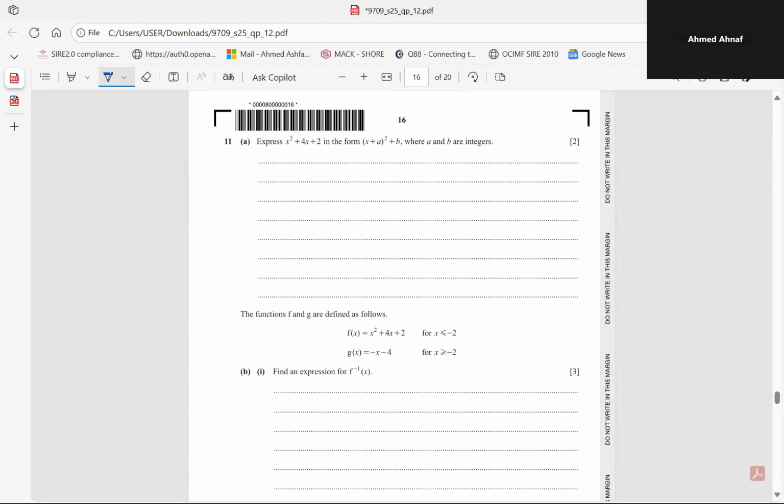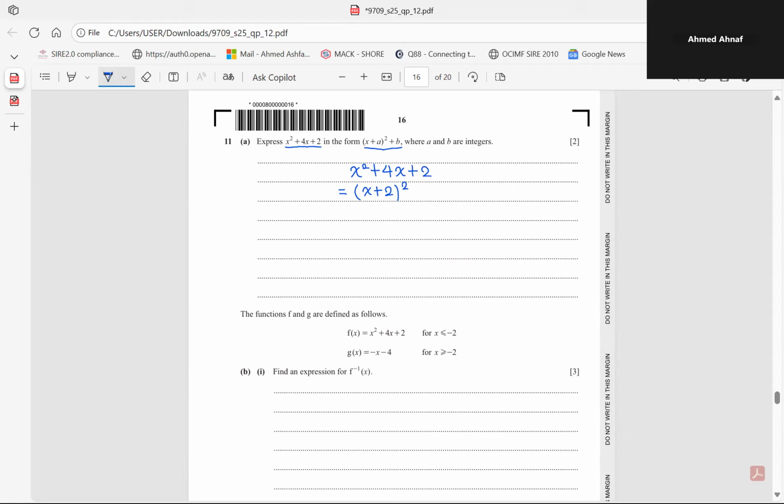Okay, so here we're going to have to express this in the form x plus a squared plus b, where a and b are integers. So basically we have to complete the square here. First of all, let's write down the equation. And now in order to complete the square, we have to first make sure the coefficient of x squared is equal to 1. So we will get x plus 2 squared.